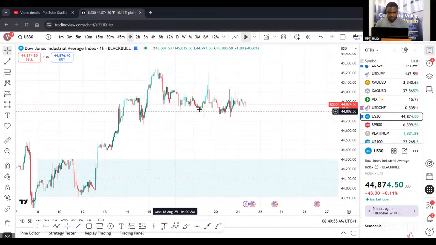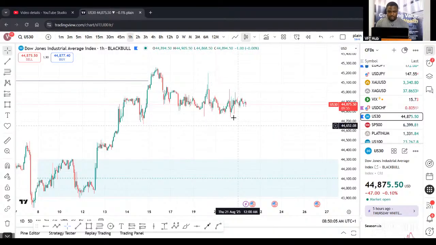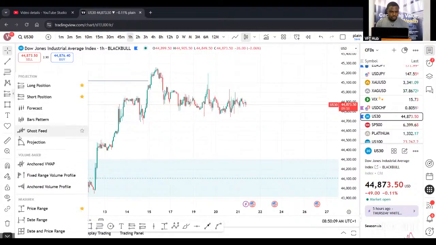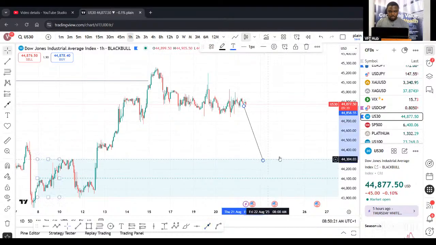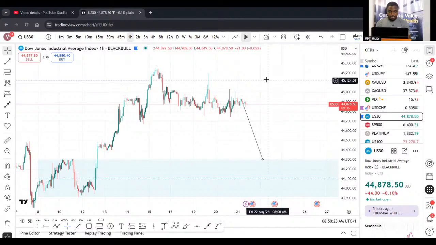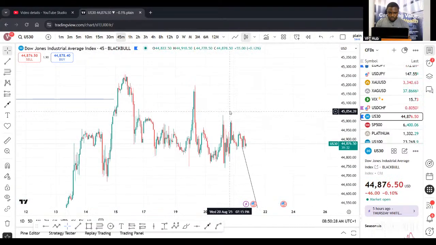This buy on Tuesday took us to the upside, and then it was unmitigated, and then started selling to the downside. I believe this sell will still continue even further down into this zone. Let's just see. Oh, the other way around. You should see this continue further into this zone before we now reverse on the higher time frame. So that's why I'm looking at this overall this morning.